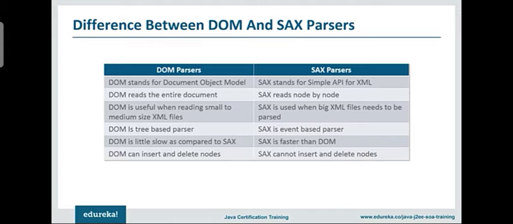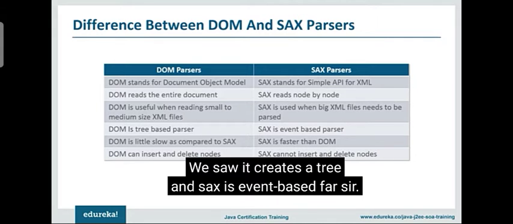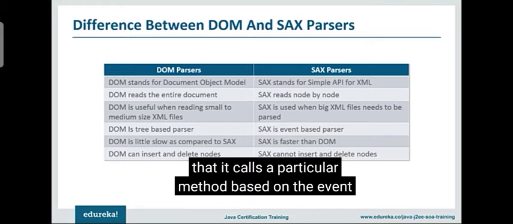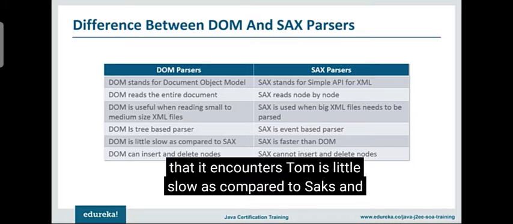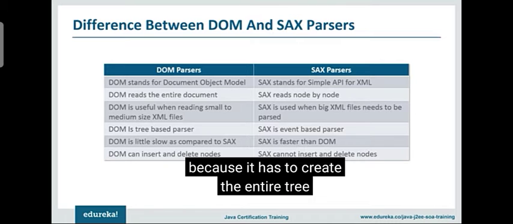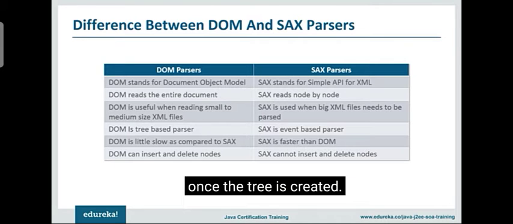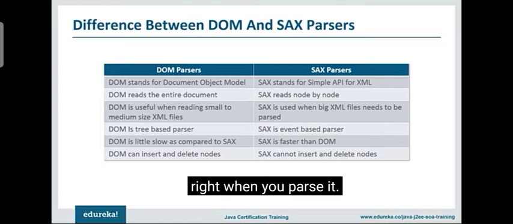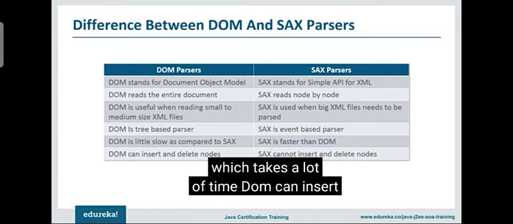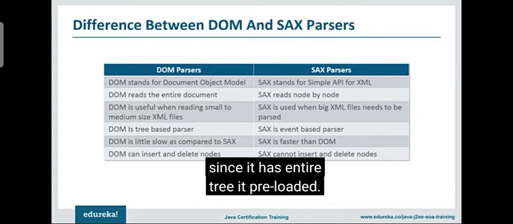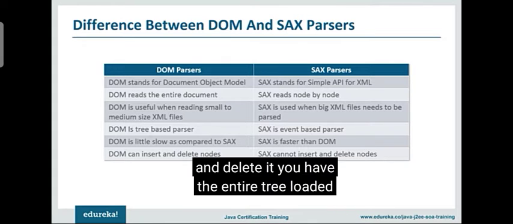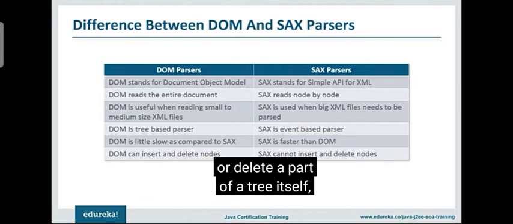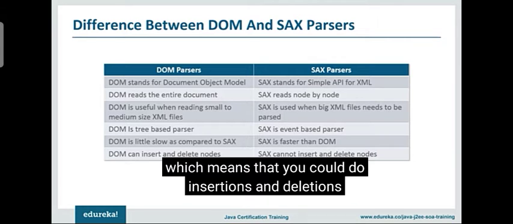DOM is a tree-based parser. We saw it creates a tree, and SAX is an event-based parser. We saw how it has an event handler, and that it calls a particular method based on the event that it encounters. DOM is a little slow compared to SAX because it has to create the entire tree, and SAX is faster than DOM. Once the tree is created, I think DOM would retrieve data much faster than SAX, but the tree creation itself takes longer, right? When you parse it, it has to create a document model, which takes a lot of time. DOM can insert and delete nodes. Since it has the entire tree preloaded, you can traverse to any particular node and delete it, or delete a part of the tree itself, which means that you could do insertions and deletions.